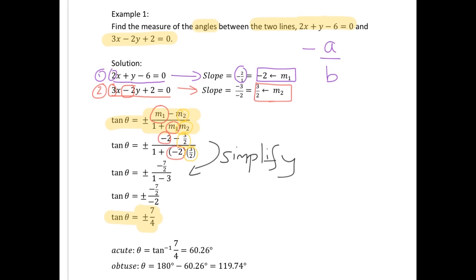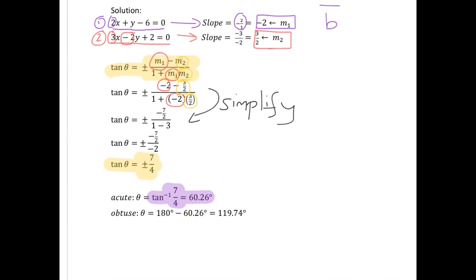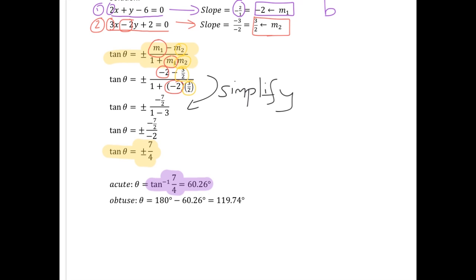Then, in order to get the acute angle theta, we just have to take tan inverse on both sides, and tan inverse of 7 over 4 on your calculator is 60.26 degrees. Then, to get our obtuse angle, since we're asked for both angles, we get that just by doing 180 minus our acute angle, 60.26, and that answer comes out to 119.74 degrees.